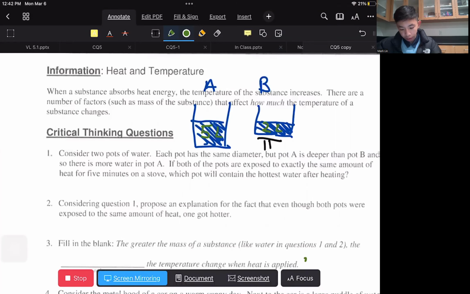The same can be said about the inverse. Pot B will get hotter because there's less stuff to heat up. So I say pot B.